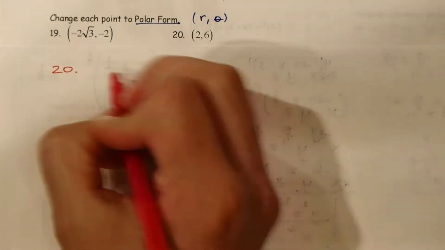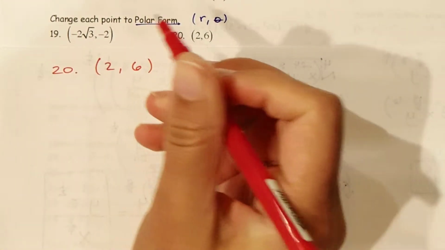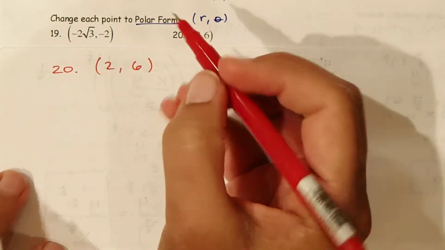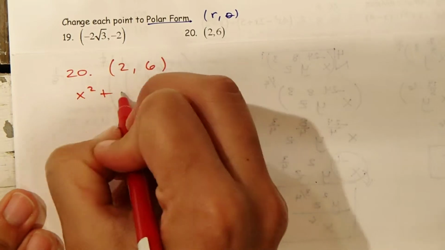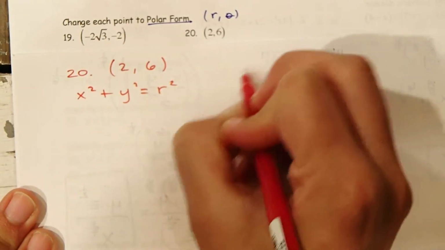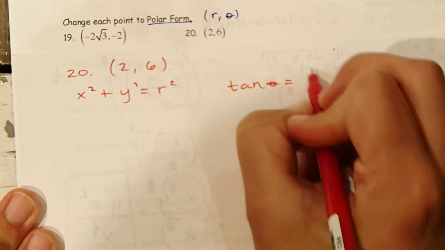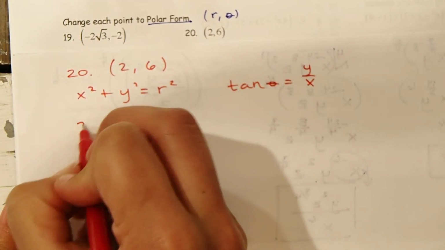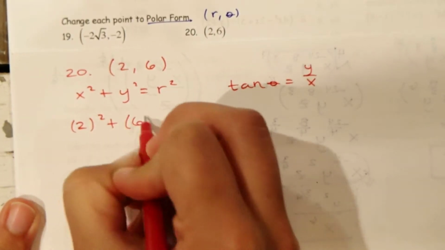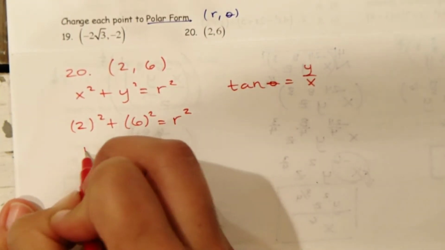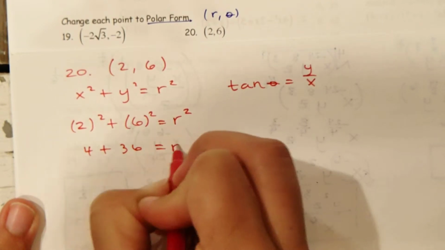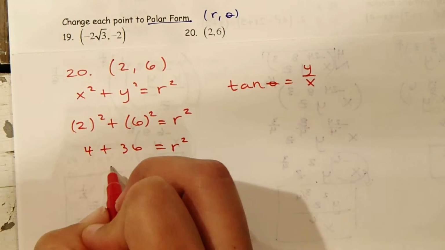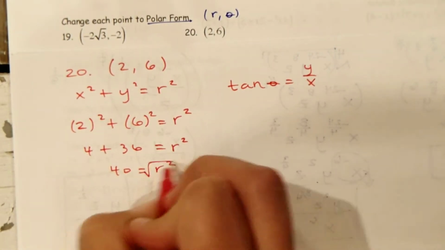Number 20, we have 2 and 6. We're going to be doing the same exact thing. We're just trying to find r and theta. So we're going to plug into the same equations: x squared plus y squared equals r squared, and then tan theta equals y over x. Let's plug them in. 2 squared plus 6 squared equals r squared. So that's 4 plus 36 equals r squared. So 40 equals r squared, so we take the square root.